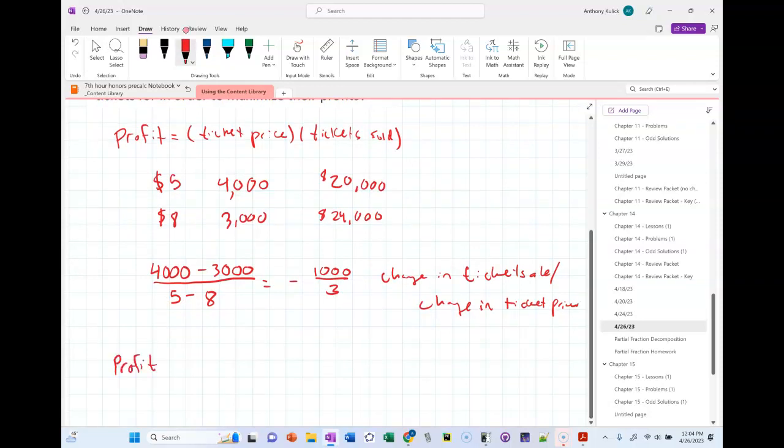So for profits, I know if I start at $5, I'm going to sell 4,000 tickets, right? And each increase of X dollars will result in a loss of ticket sales of 1,000 over 3 times X tickets. That's what I'm going to graph and then find the maximum of. So that's the idea there, Christian. Does that feel okay? Yeah, makes sense. Thank you. Yeah, no problem.